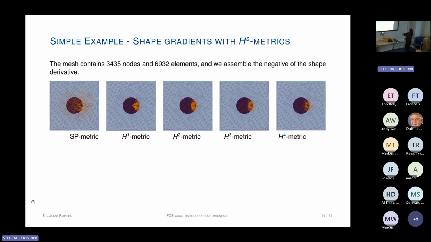And the first thing I want to highlight here is the fact that for the same shape derivative, if we use different Riemannian metrics, so I have the linear elasticity, and then S equal to 1, S equal to 2, 3, and 4, the gradients look different, which backs up this idea that different descent directions may allow us to explore the energy landscape in different ways.